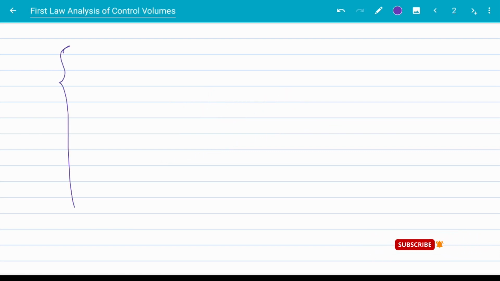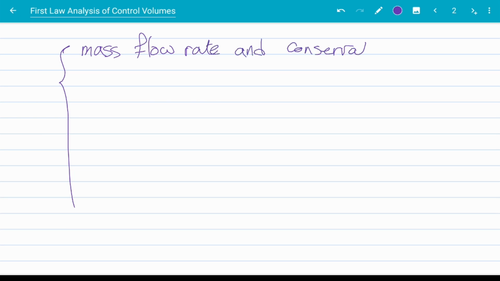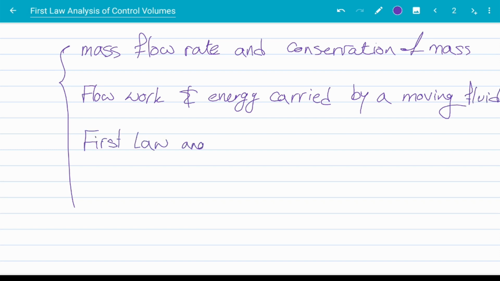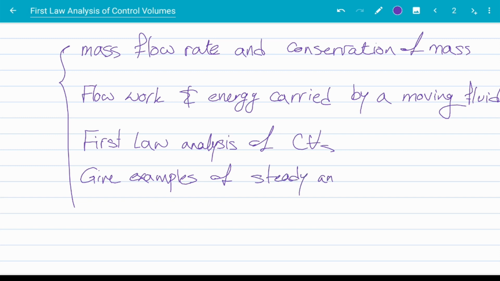In this video I'm going to talk about mass flow and conservation of mass. Then I'm going to talk about the concept of flow work and the amount of energy a moving fluid carries. Then I'm going to talk about the first law analysis of control volumes. And finally, I'm going to give some examples of both steady state flows and unsteady flows.